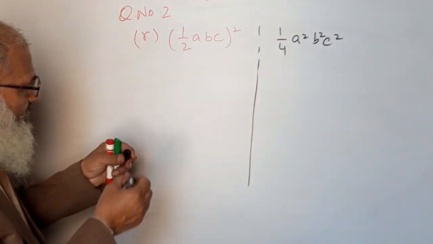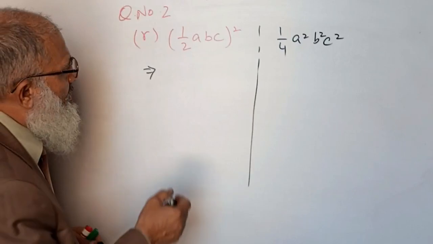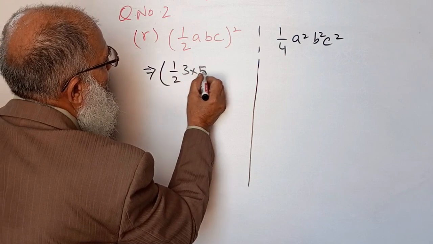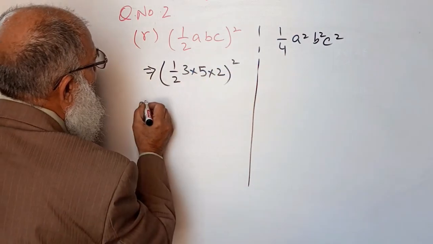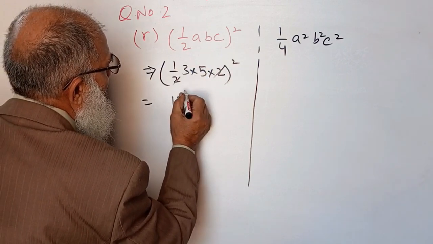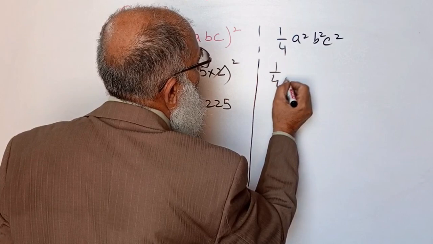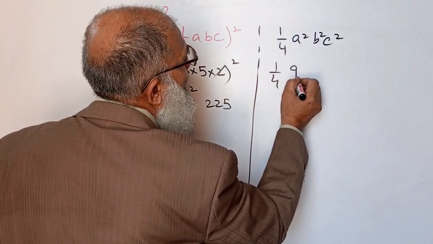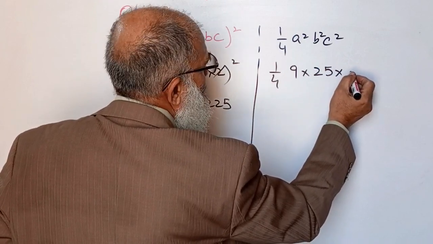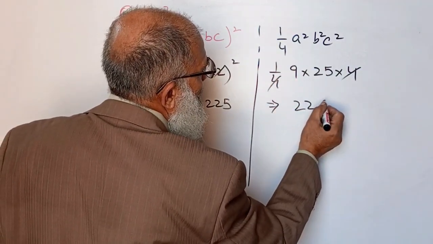But you can also do it by substitution method, since we are doing the substitution. So it will become 1 by 2, a was 3, b was 5 and c was 2. So this 2 will go with this one, only 15 is left, it is 15 by 2. Or you can do it like this: a square was 9, multiplied by b square, 25, and c square was 4, and this 4 will go with this, and eventually it will be like this.